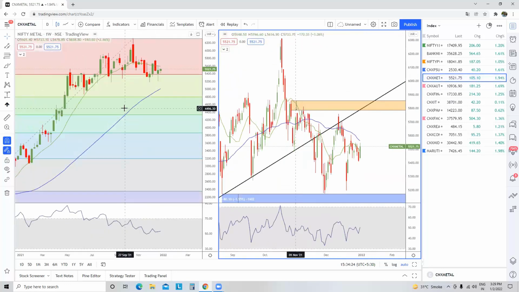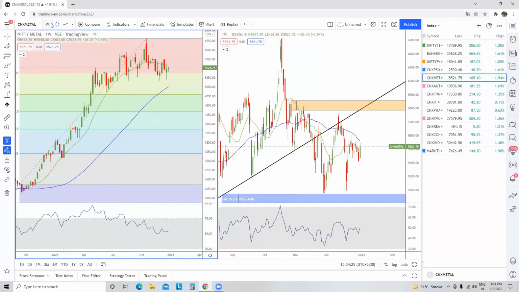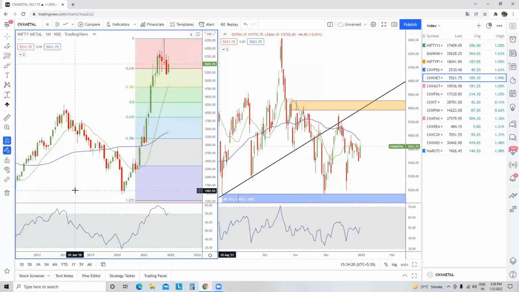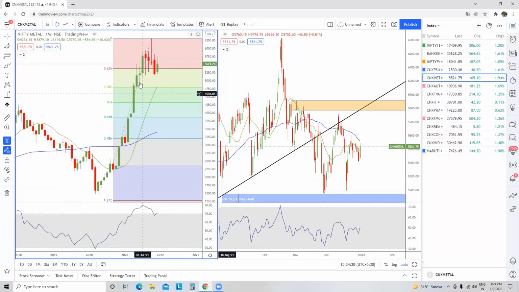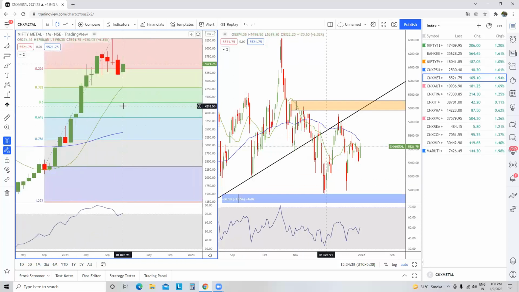Metals. Now metals, I would like to first share with you what is happening in the monthly time frame. In the monthly time frame, we can see that this is a hanging man. This is also a hanging man. This is a gravestone doji. This is a bearish belt hold, and this is obviously the candle of January.